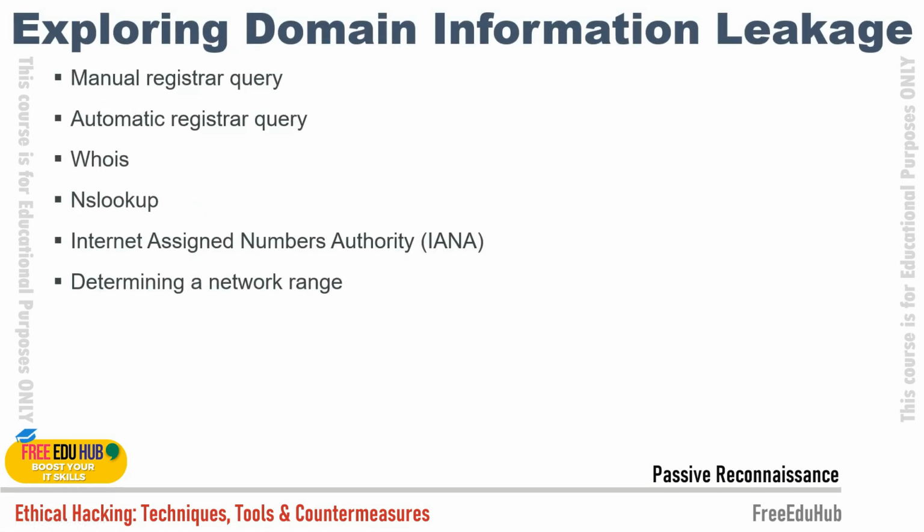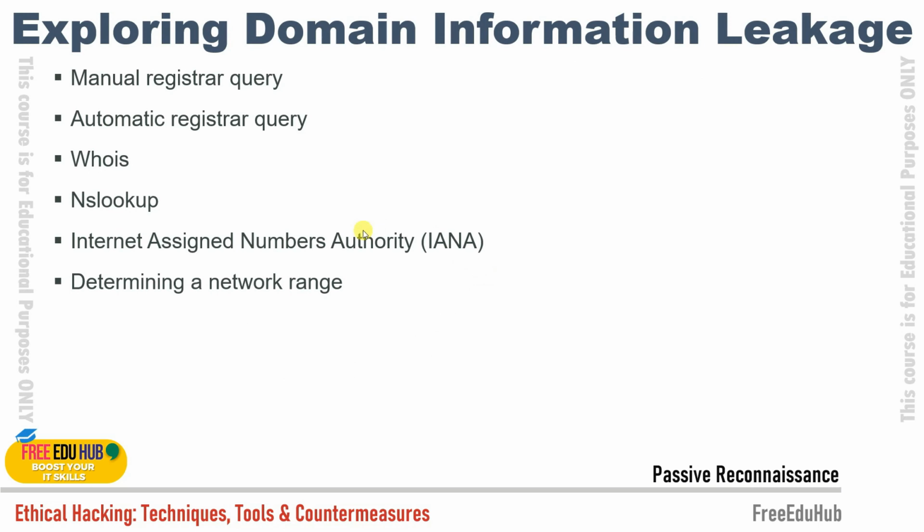Now we'll see exploring the domain information and the leakage, which usually is done by different websites like manual registrar query, automatic registrar query, whois, Nslookup, Internet Assigned Numbers Authority, or determining a network range. If you look at any of these services, we can see that whois can provide information about the registered users and their assigned agents, domain IP addresses, domain names, etc. Nslookup can find the information about the resources stored in DNS, including the domain names, DNS server, IP addresses, etc. Internet Assigned Numbers Authority and regional internet registries can even help the attackers find the range of the internet protocol addresses, and traceroute can determine the location of the network.